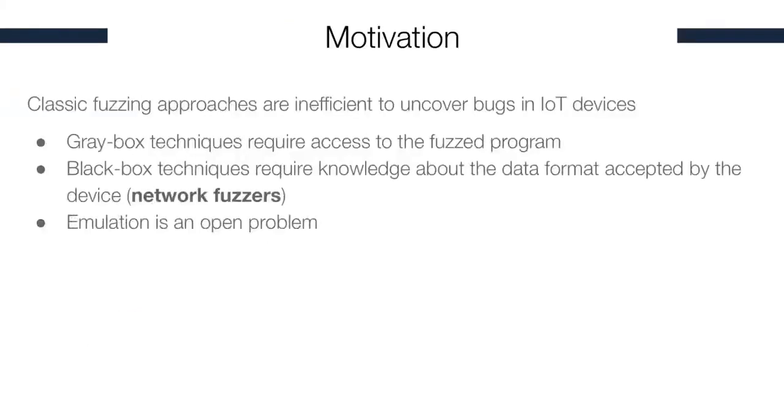IoT devices are inherently hard to fuzz using traditional methods. For instance, using gray box techniques is hard because it requires access to the firmware programs, which is hard for IoT devices because they are usually closed source and it's hard to get firmware from these devices. Similarly, black box techniques such as network fuzzers, although they help in generating data for these IoT devices, fail to generate data in the format expected by these devices. And finally, emulation of the firmware of these IoT devices is still an open problem.